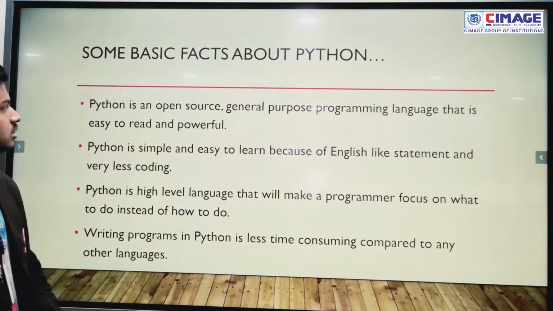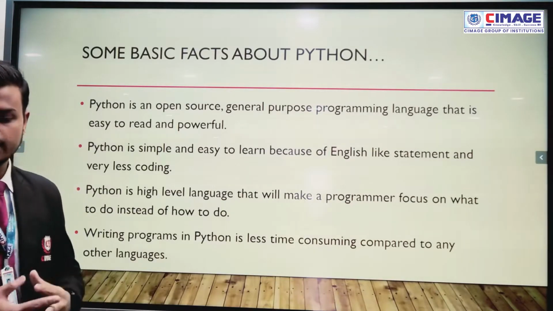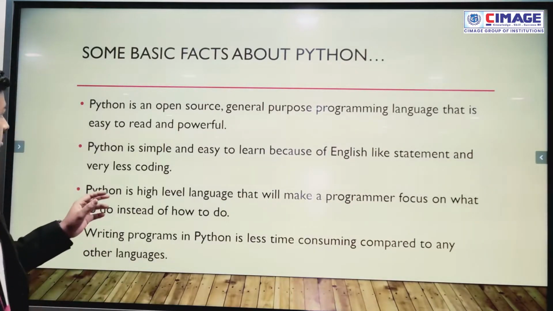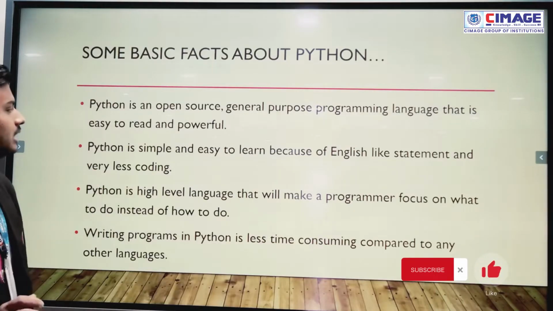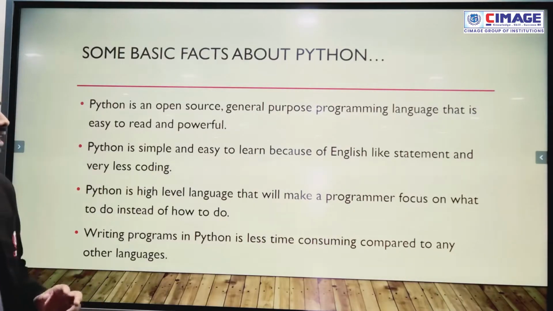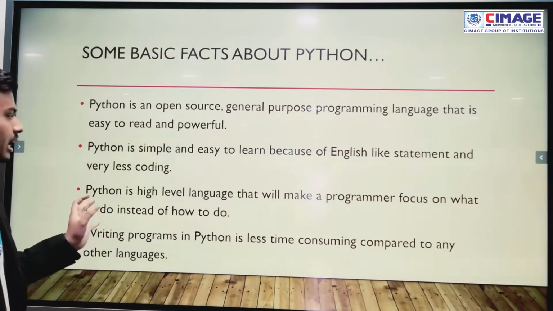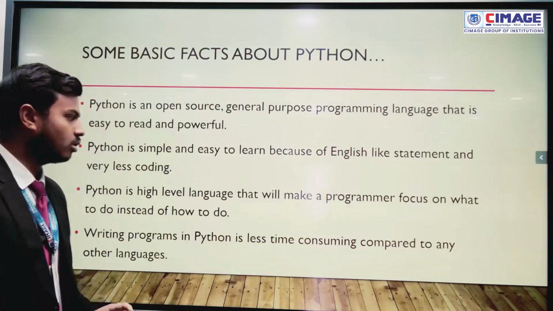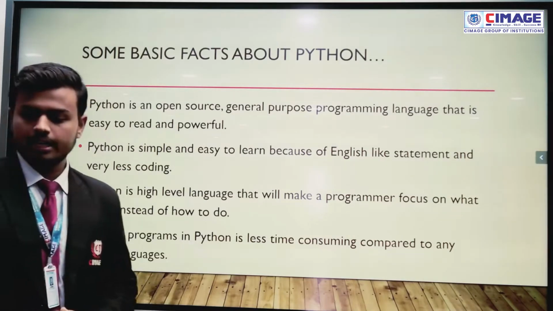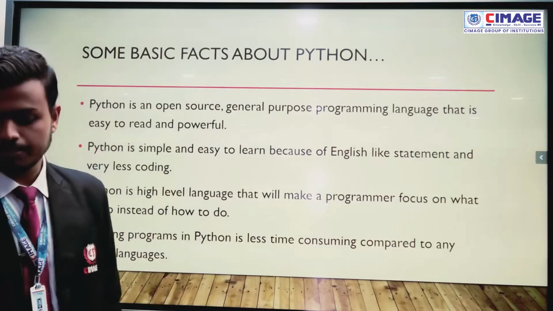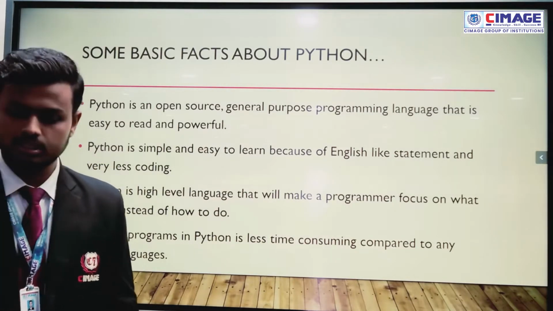Python is an open source, general purpose programming language that is easy to read and powerful. Python is simple and easy to learn because of its English-like statements and very little coding. Python is a high-level language that lets a programmer focus on what to do instead of how to do it. Writing programs in Python is less time consuming compared to any other languages.